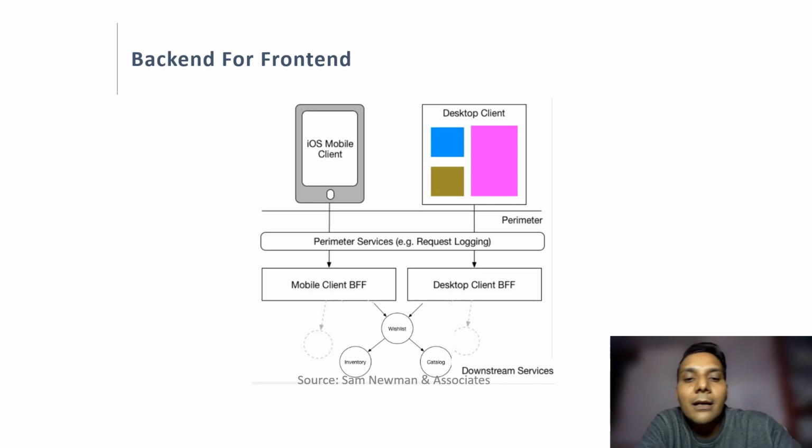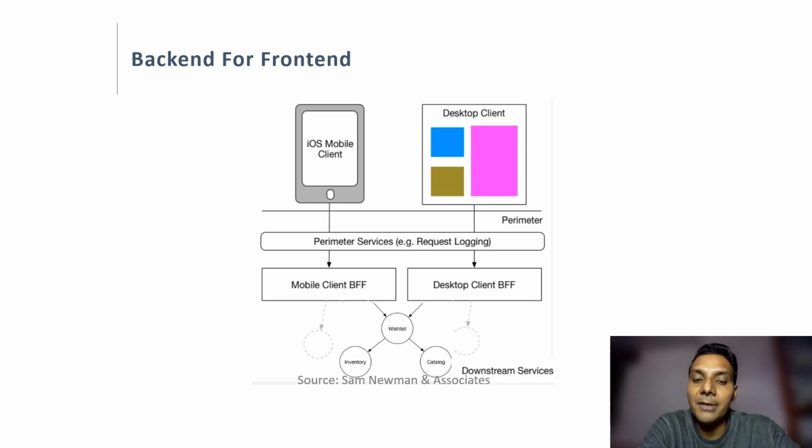Then the next important question, which I already mentioned, is whether multiple channels should have the same experience API. This is the backend for front-end pattern. In this pattern, we suggest that different channels have different requirements in terms of request response format, authentication, authorization, auditing. So we should have a separate backend for each front-end channel.